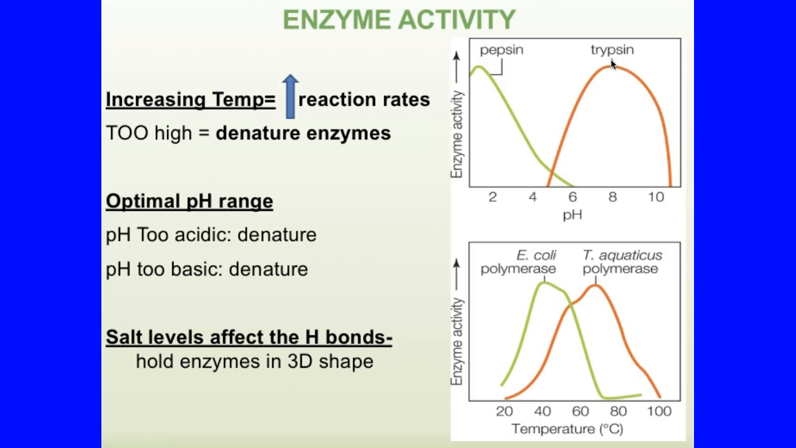Trypsin, on the other hand, has an optimal pH of 8. So if we had a chemical reaction undergoing and we changed the pH to 8, trypsin would be going through these chemical reactions a lot quicker and faster because this is its optimal pH range. But if we put it in a pH of, let's say, 3, it would be denatured and it would no longer function because of that 3D change in the protein. Same thing over here. If we went too high, it's going to denature that enzyme as well. Salt levels also affect the hydrogen bonds because those are the ones that are holding those enzymes in their 3D shapes.